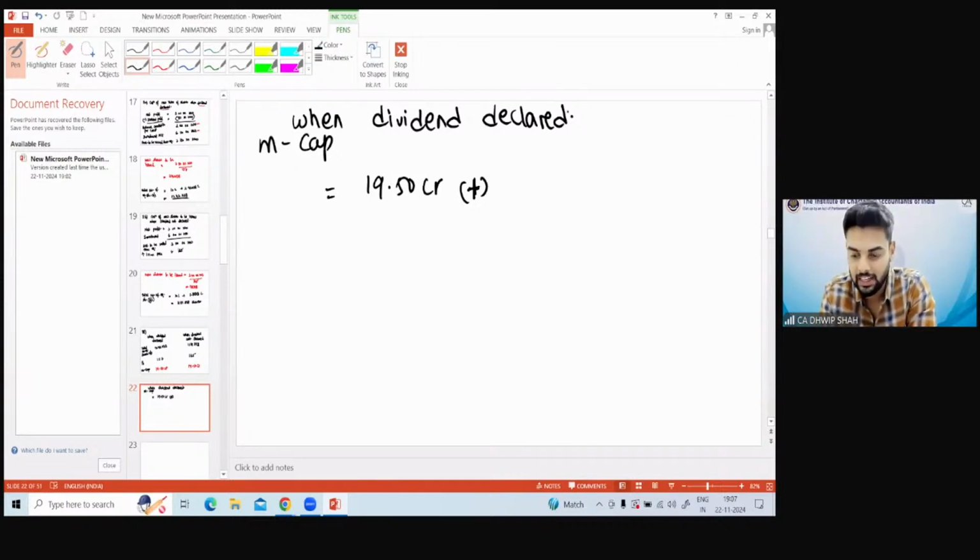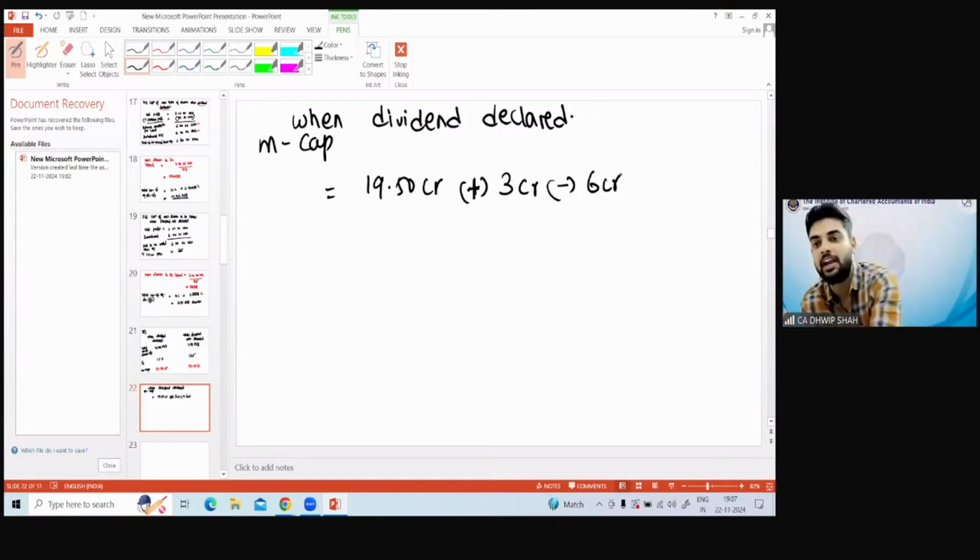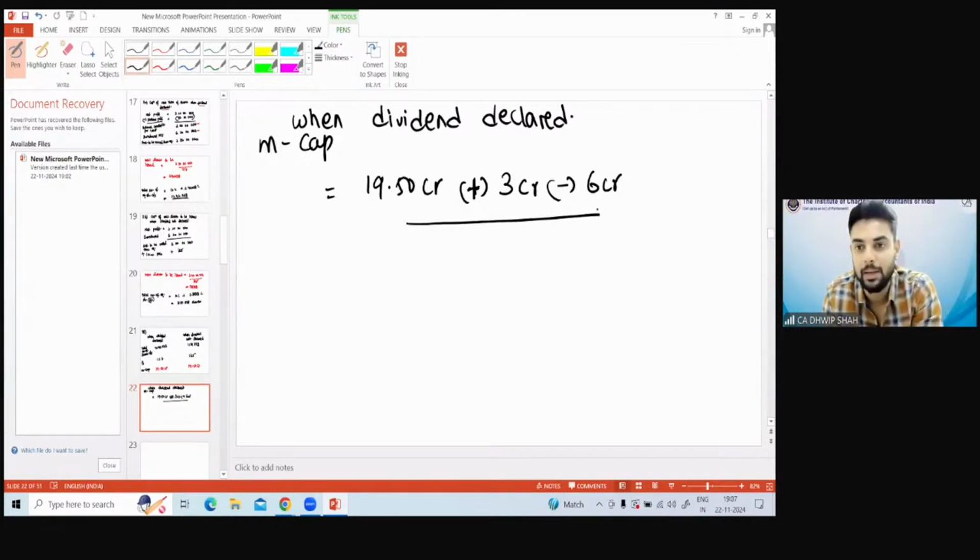When dividends are declared, 19.5 CR is your approximate market capital, but earnings of 3 CR will add some value to the company. So you add that and you deduct the investment amount, because at that point in time it will reduce the value, as funds are going out of the company. So minus 6 CR, and everything is happening at the end of year one. You discount this to calculate the present value.